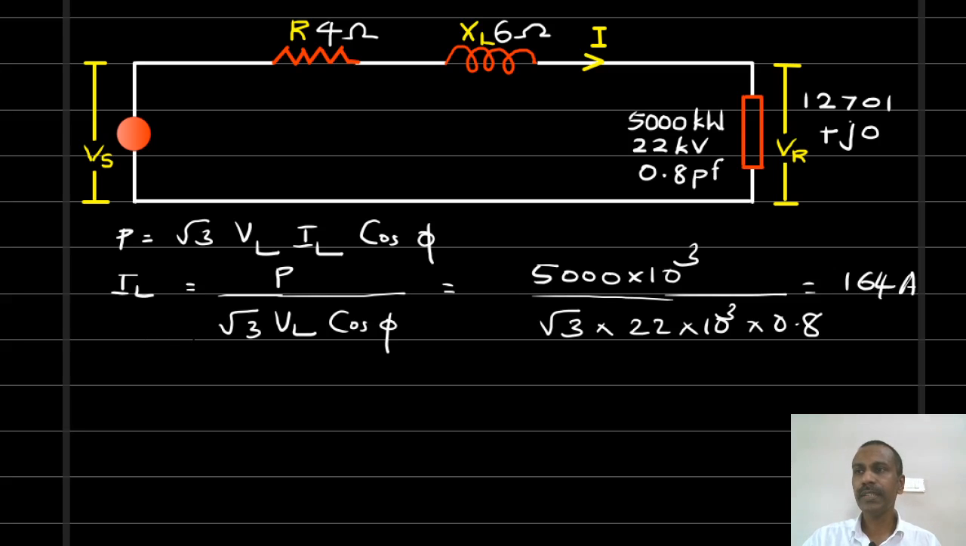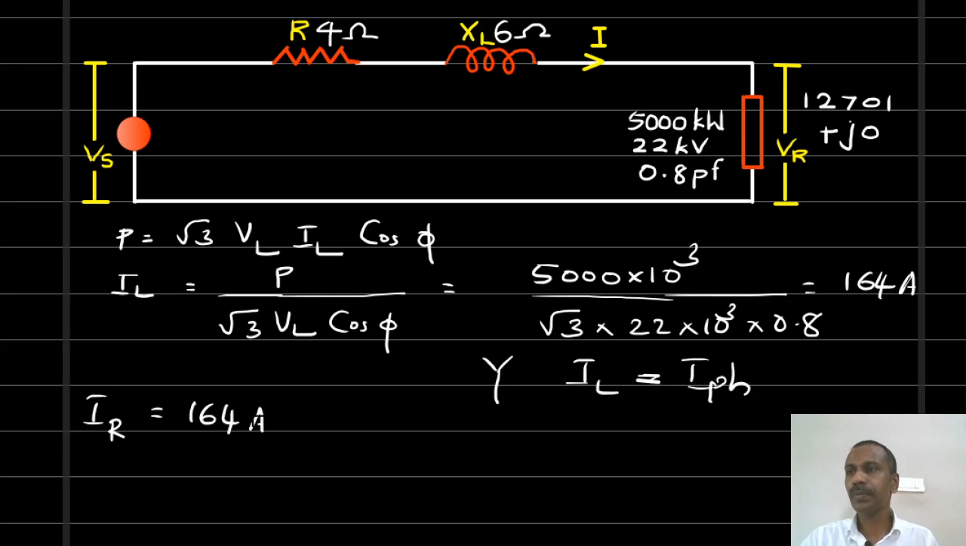We have to find out the phase current at the receiving end. In the star connected system, as you know, the line current is same as the phase current. So the receiving end phase current is also equal to 164 amperes. But now we need to write this current in the vector form. As you know, in the vector form, it is equal to magnitude of the current into cos theta plus j sin theta. Here it is cos phi r plus j sin phi r.